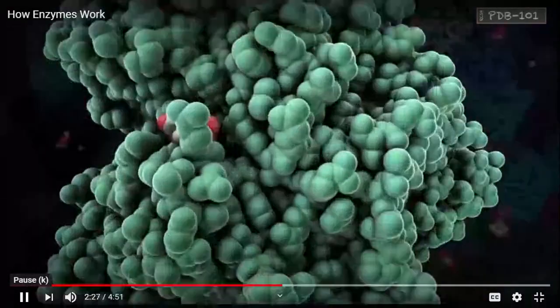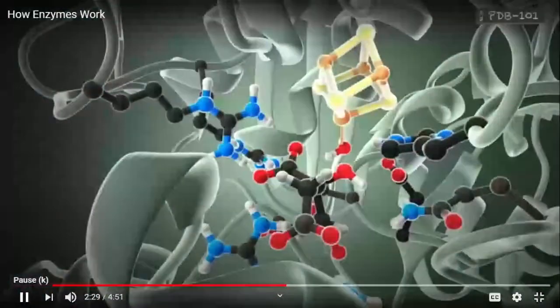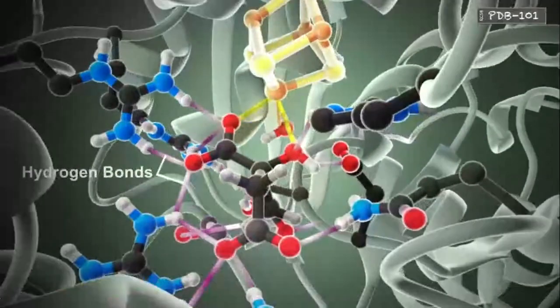In the active site, some amino acids are perfectly positioned to recognize the substrate and hold it in the optimal position for the reaction to begin.